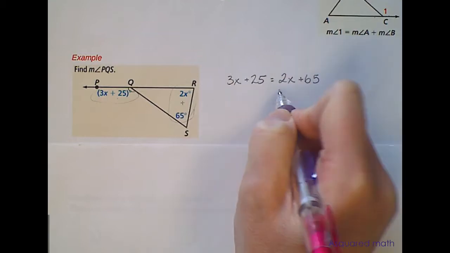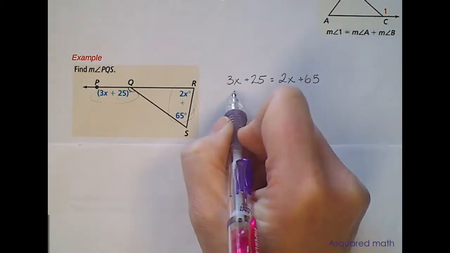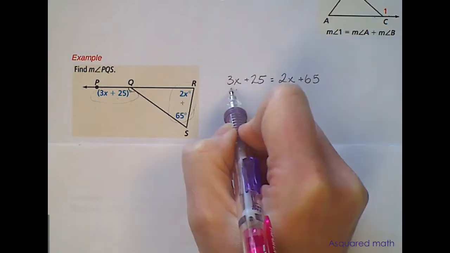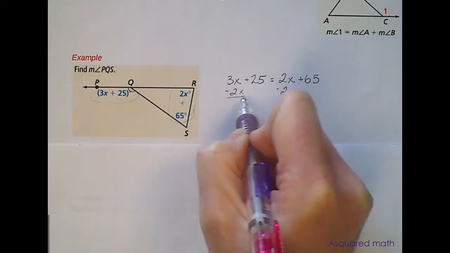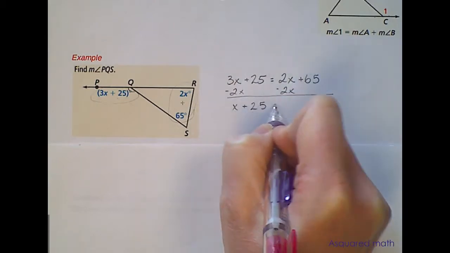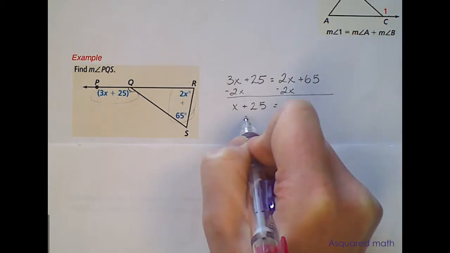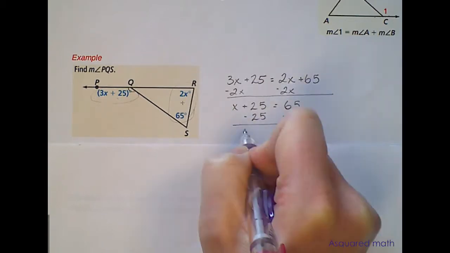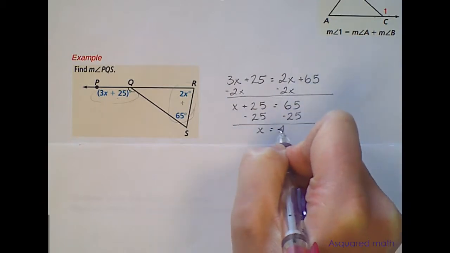We need to solve for x, so we have to collect like terms. I'm going to subtract 2x from both sides to start. We're left with x plus 25 equals 65. Subtract 25 from both sides now because we want to get x by itself, and we're left with x equals 40.